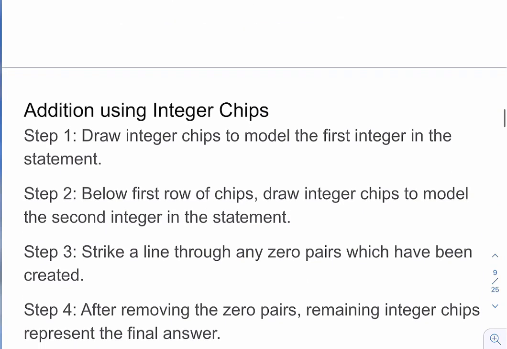Here are the rules for addition using integer chips. The very first one: draw the integer chips to model the first integer in the statement. Let's make a statement, say 3 plus 4. I know you already know the answer just by looking at it, but I'm going to show you a visual way using integer chips to show why 3 plus 4 equals 7. So on my paper I would draw 3 positive chips. That's the first integer.